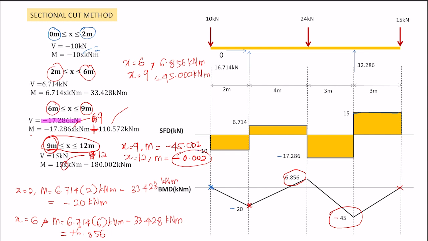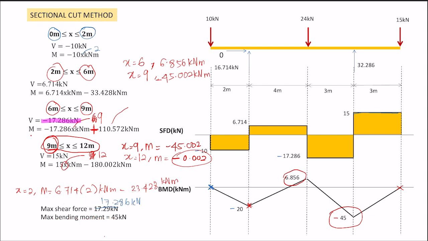So our sectional cut method is complete. And we can get the maximum shear force, which is 17.286 kilonewton, and the maximum bending moment is 45 kilonewton meter. That completes our example 3. Thank you.